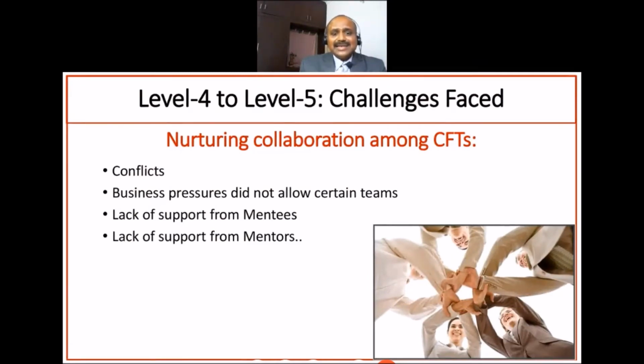Certain times, there is lack of support from mentees. People start great, but they don't live up to their practices. Some discipline may be missing, or the kind of empowerment we give may be misused. So that kind of thing is there. So we have to have mentor-mentee sessions, and we have to come up with some encouragement in terms of recognizing the good performances.